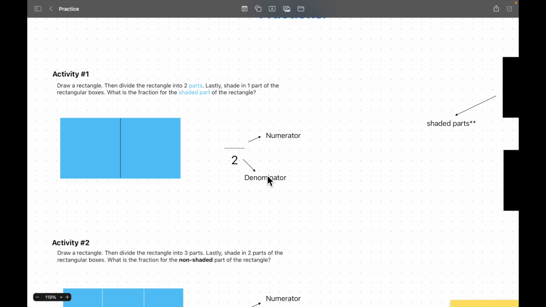One thing I just want to say, always identify the denominator, and it's usually said in the instructions, because when they mention divide or split the blank shape into blank parts, you will know what to put as your denominator. For example, here it says 2 parts, so then here we go. There's our denominator. Alright, so then therefore 2 will be the denominator, and moving on to the next step. Lastly, shade in one part of the rectangular boxes.